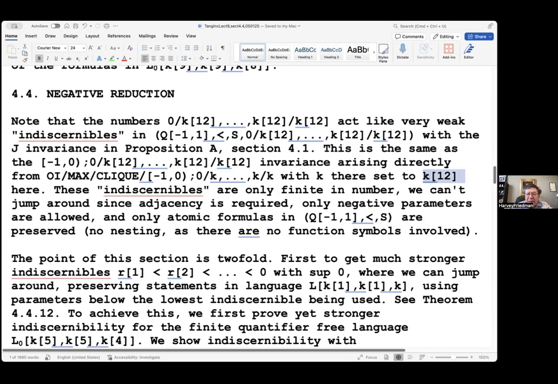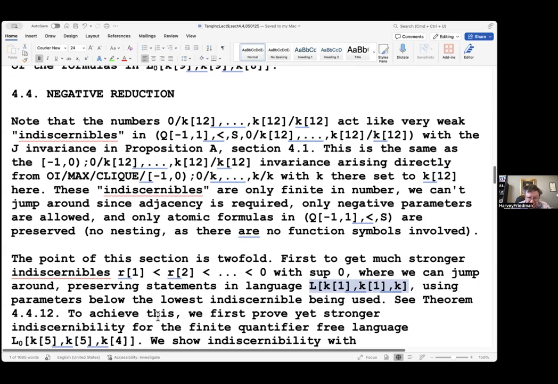And then we have these representation theorems here. The point of this section is twofold. First, to get much stronger indiscernibles, in fact, infinitely many of them, negative numbers whose sup is 0, where we can jump around preserving statements in the language, our most important language, using parameters below the lowest indiscernible being used. This is a big improvement in the indiscernibility in theorem 4412.